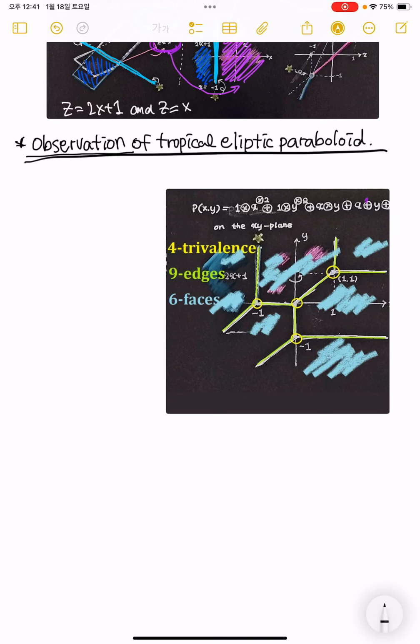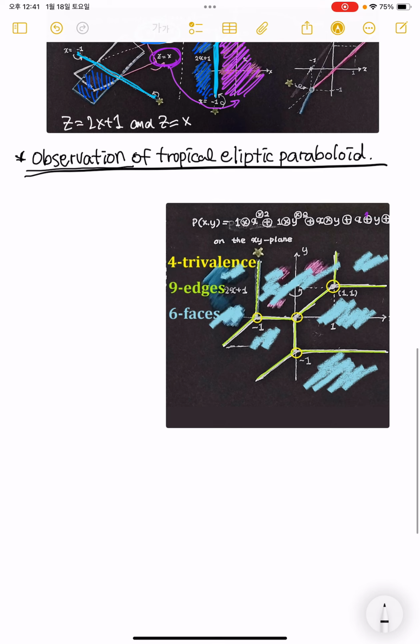Now, like a tropical quadratic function, let's observe the tropical elliptic paraboloid. As we know, if we plot it and project it onto the xy plane, we obtain a tree or cell image like this.